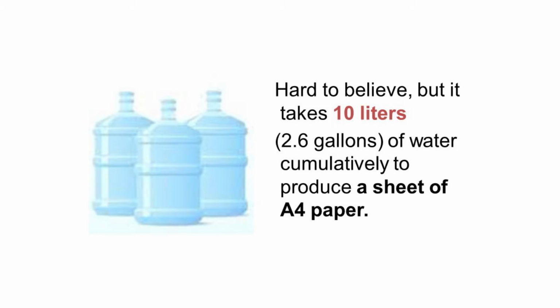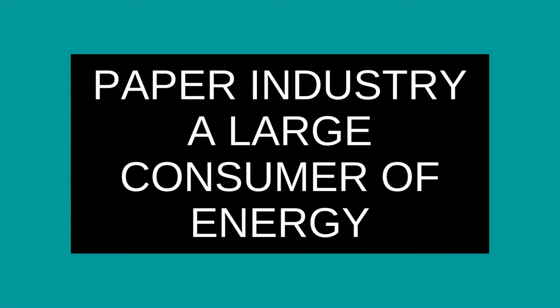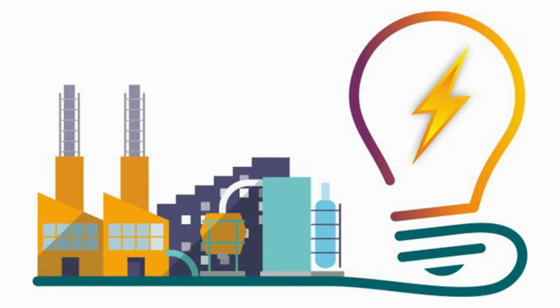Paper production uses up lots of water, and A4 paper requires 10 liters of water per sheet. The paper industry is the 5th largest consumer of energy in the world. It uses up 4% of the world's energy. To produce 1 ton of virgin paper, it is estimated that 253 gallons of petrol is used.